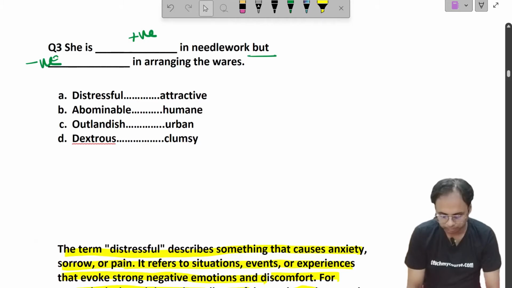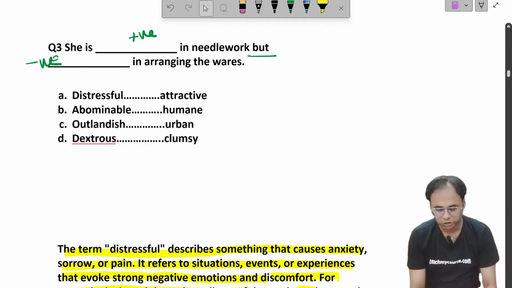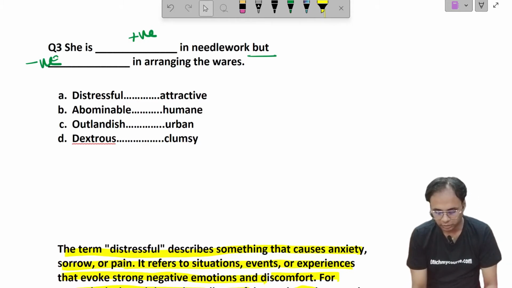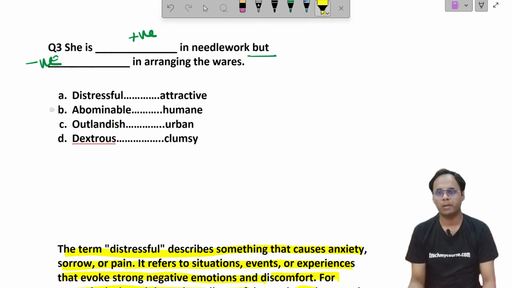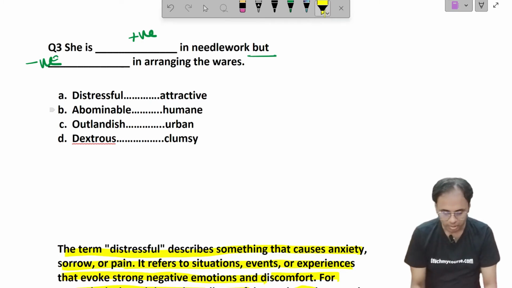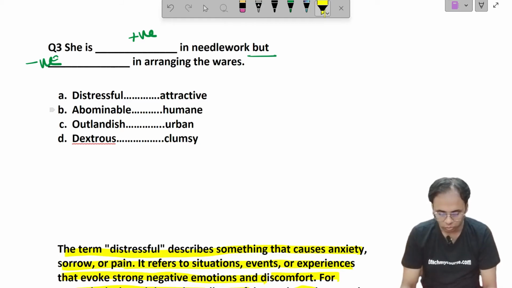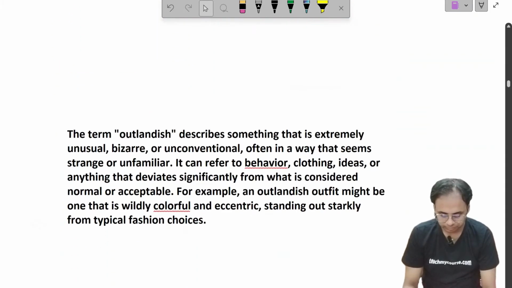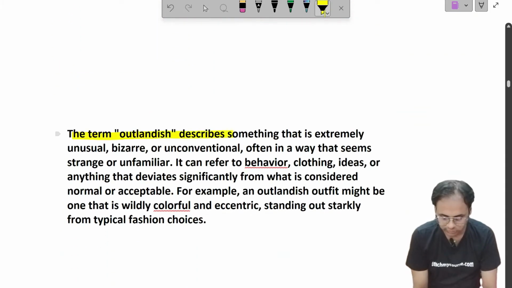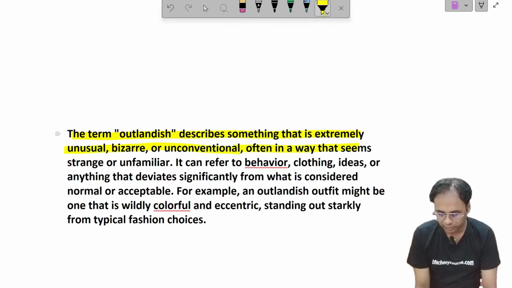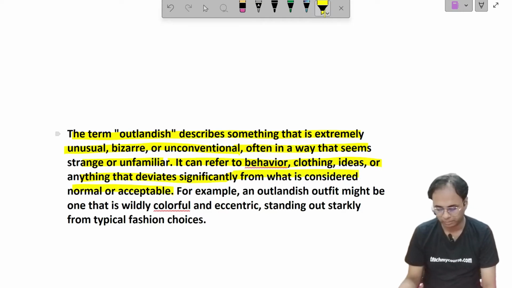Okay, so it doesn't make any sense. Like if I say "she's abominable in needlework but human in arranging the wares," it does not make any sense whatsoever. Okay, next we see option C, which is outlandish. What is the meaning of outlandish? The term outlandish describes something that is extremely unusual, bizarre or unconventional, often in a way that seems strange or unfamiliar. It can refer to behavior, clothing, ideas, or anything that deviates significantly from what is considered normal or acceptable.